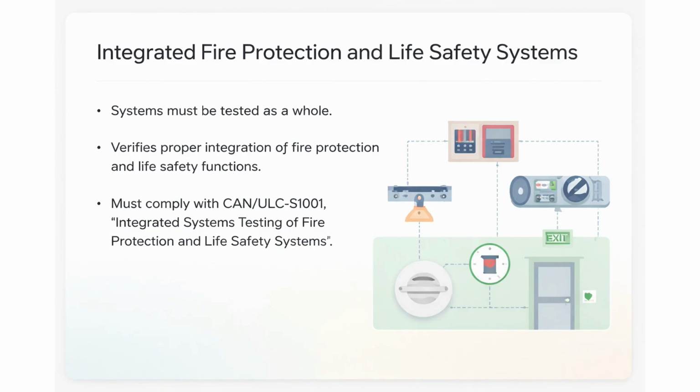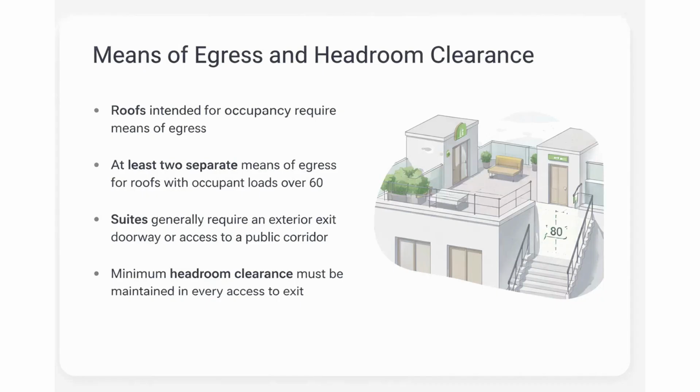Safety within floor areas relies heavily on clear means of egress. If a roof or terrace is intended for occupancy and holds more than 60 people, it must have at least 2 separate means of egress. Additionally, strict headroom clearances must be maintained throughout all access routes to ensure occupants can evacuate without obstruction.